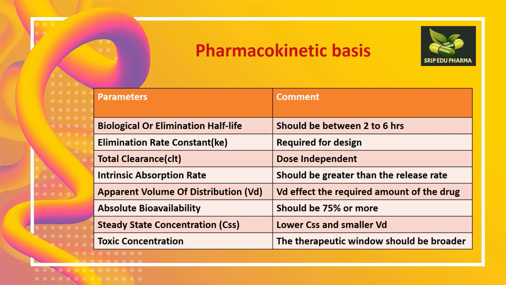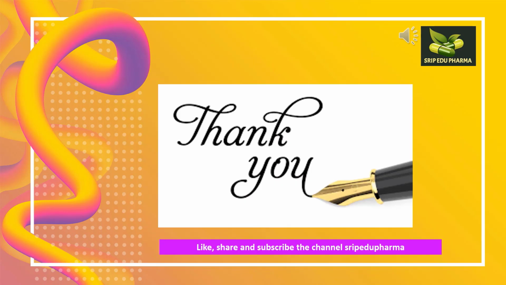Absolute bioavailability should be 75% or more. Steady state concentration should be lower CSS and smaller volume of distribution. Then toxic concentration, the therapeutic window should be broader. So in this video we have completed the properties or parameters which have to be considered while preparing controlled release drug delivery systems or novel drug delivery systems.